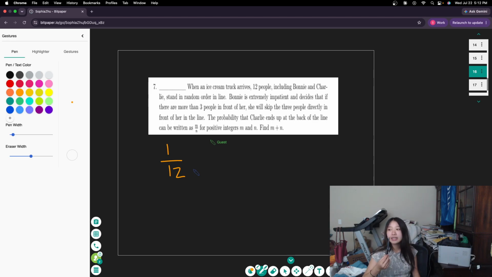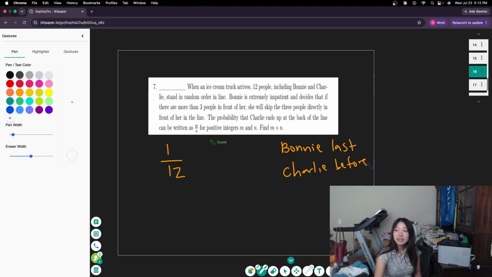However, the trick here is that there's this case where Bonnie will skip in line, and then Charlie might end up at the back. The only scenario where that will happen is if Bonnie is last, and then Charlie is before her. This makes sense because if Bonnie's last, then she's going to skip up 3 people, so the last place now falls back to Charlie. So what is this probability? The probability that Bonnie is last is 1 over 12, and the probability that Charlie is right before is 1 over 11 because we have 1 less space.